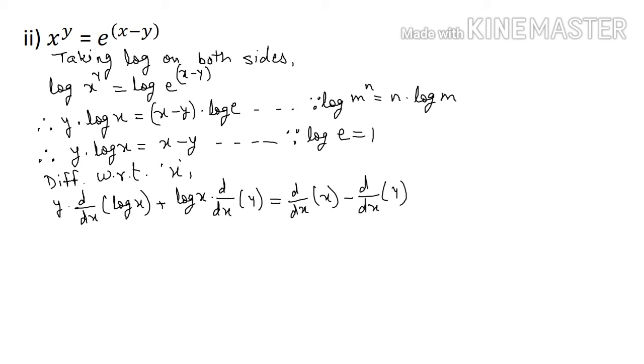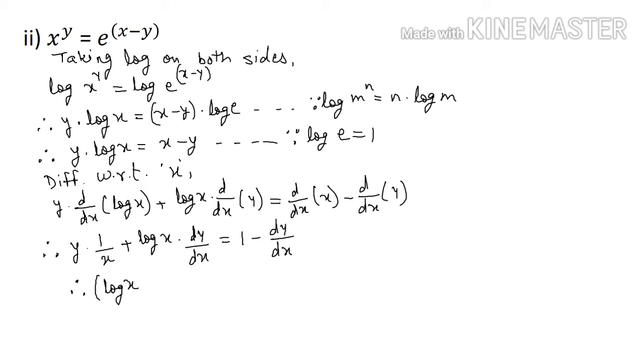Now let us find the derivatives. Therefore y into derivative of log x, which is 1 upon x, plus log x into dy by dx is equal to, now derivative of x with respect to x is 1 minus dy by dx. So now let us collect all the terms having dy by dx. So we get log x and minus dy by dx.